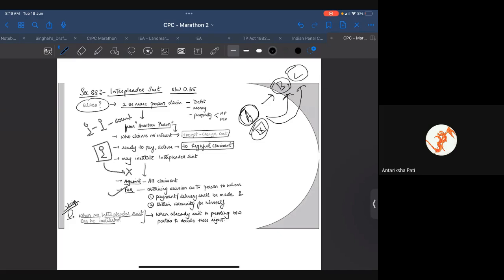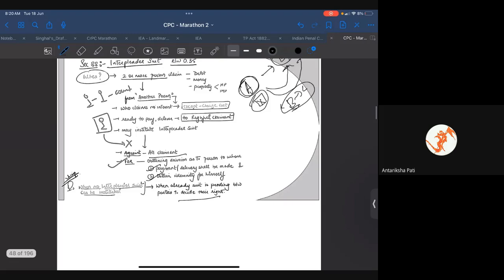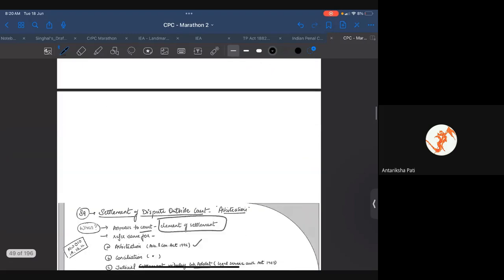Okay, so he will institute a suit against all claimants for obtaining a decision as to the person to whom payment or delivery shall be made, and obtain indemnity for himself, that is, charge for whatever he had incurred. Now, when can an interpleader suit not be instituted? When a suit is already pending between the parties to decide their rights. If a suit is already pending between B and C, then of course A can't institute a suit again, and he only has to deliver it to them. He doesn't have to institute a suit altogether.